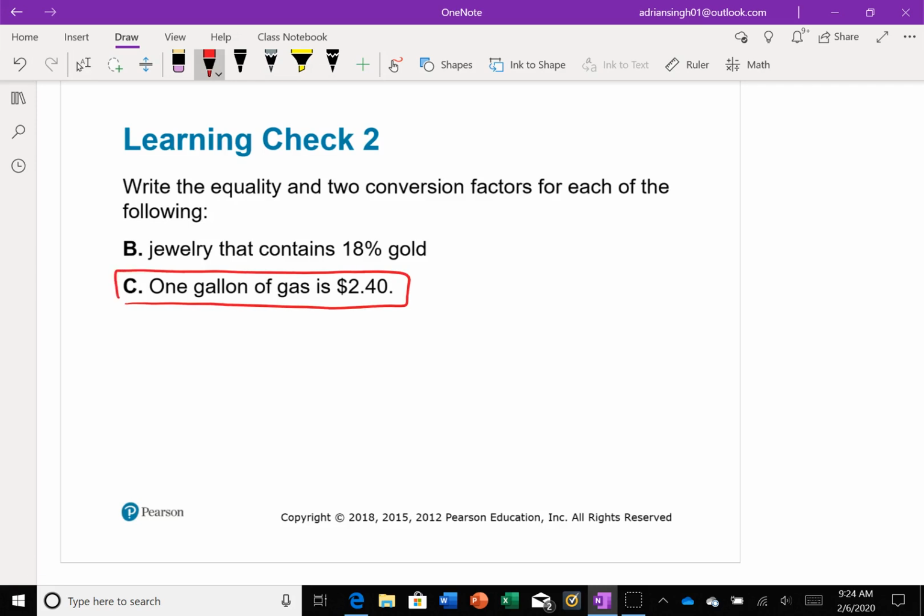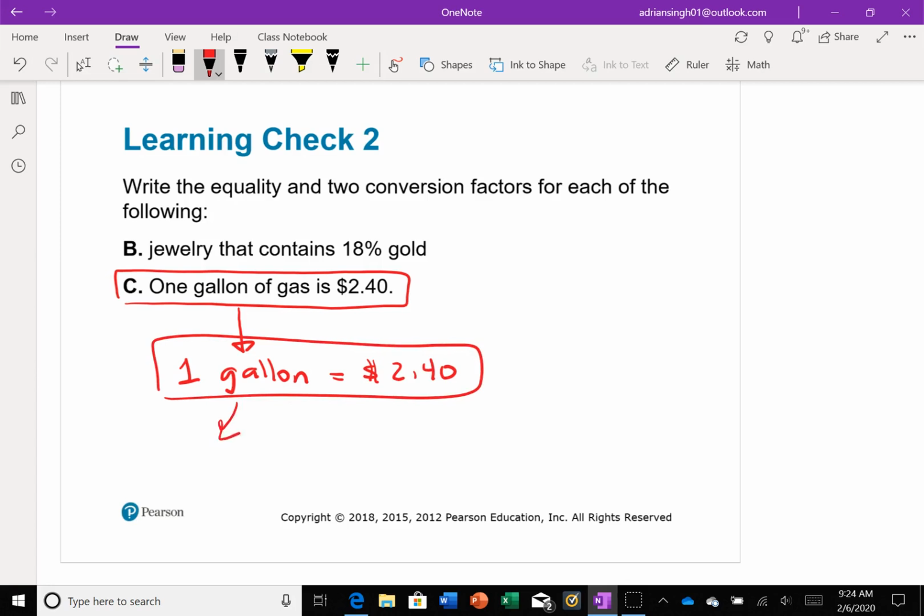We're told that 1 gallon of gas is $2.40, a little bit on the expensive side. But we can take that and we can express it first of all as an equality. So we can say 1 gallon is equal to $2.40. That is our equality. And then just like we did previously, we can put one over the other. So 1 gallon over $2.40, or we just simply flip it, $2.40 over 1 gallon.